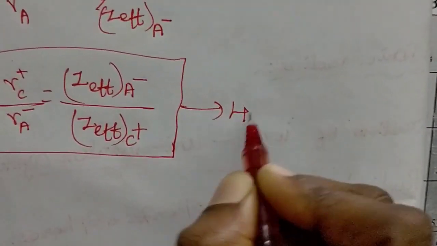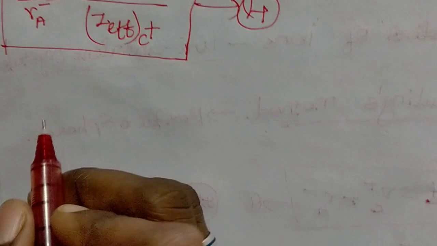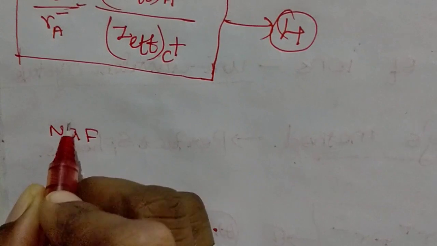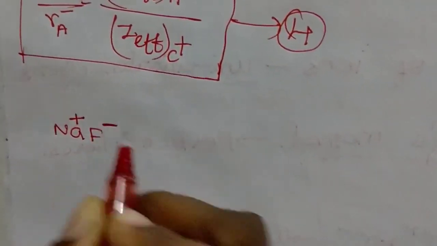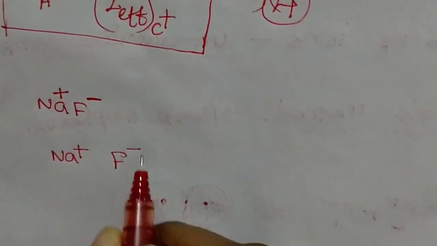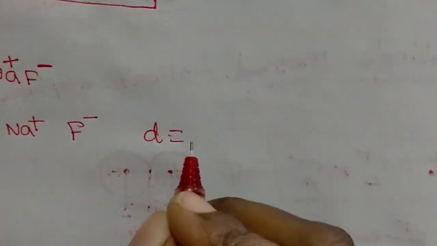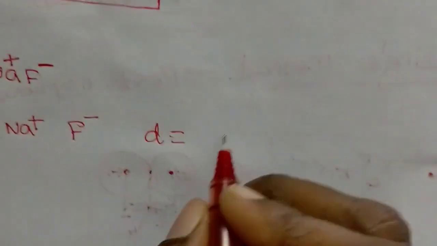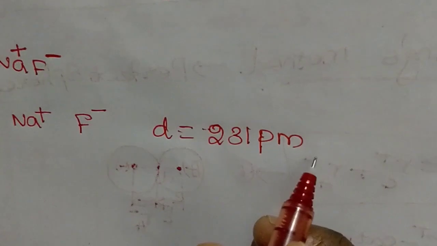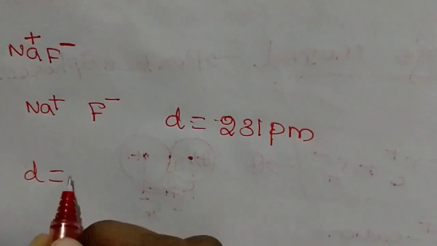We consider this equation 4. Okay, let's calculate the ionic radius of sodium fluoride. What is the cation? Sodium. Fluorine is the anion. So you can write two ions, Na+ and F-. Here the distance value is already given: d is equal to 231 picometer. So from d you can find out the ionic radius.